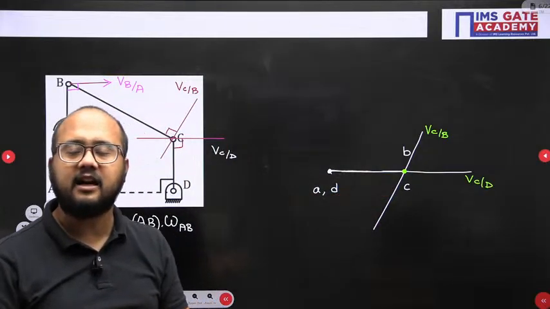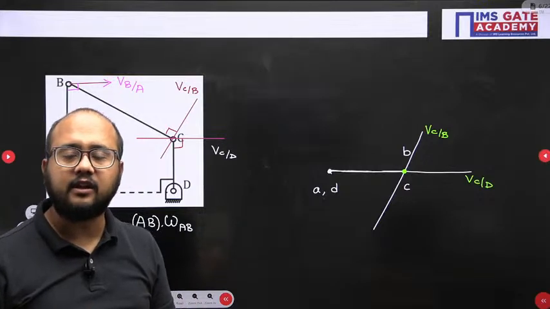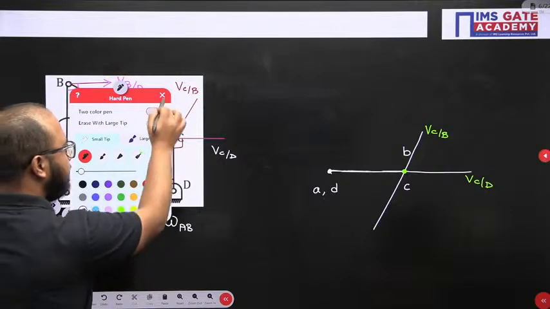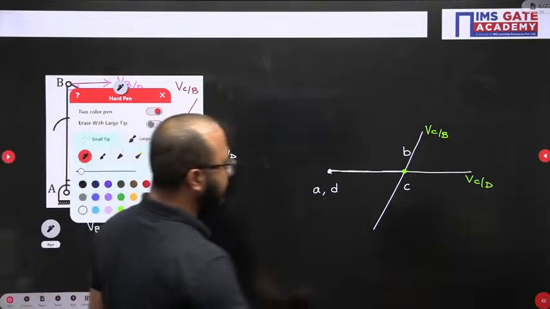Is this diagram clear to everyone? Yes or no? Tell me. Is the diagram clear? This velocity diagram?